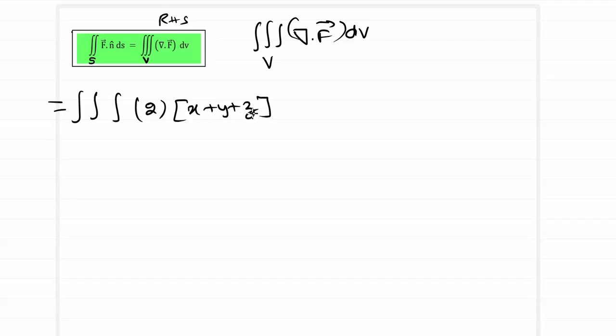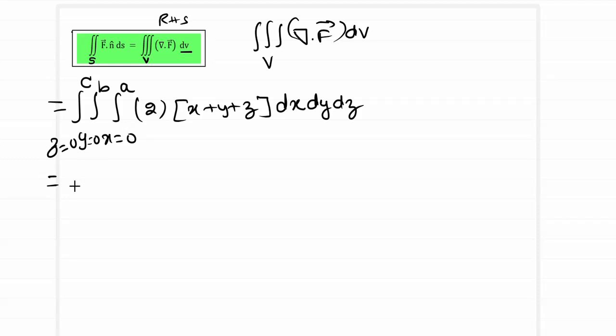So how many variables are there? 3 variables. What are the limits for my variables? x varies from 0 to a, y varies from 0 to b, and z varies from 0 to c. So I can write this dV as dx dy dz. So now it's time for integration. Take the 2 common outside.